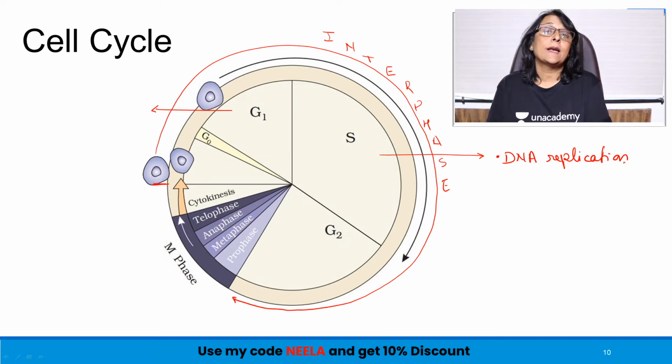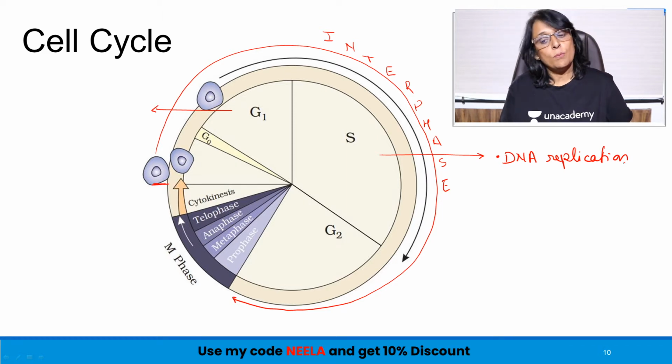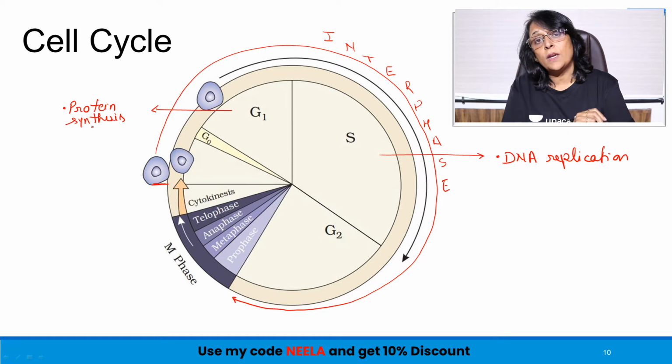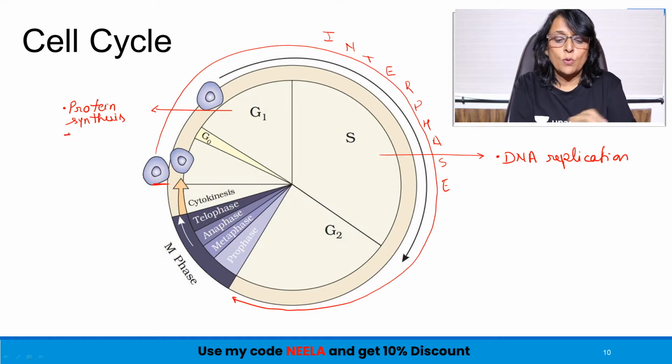For this, there are enzymes required. And we know that the enzymes are proteins. So what is going to happen here in G1 is protein synthesis. Which kind of proteins are we talking about? These proteins are mainly enzymes.